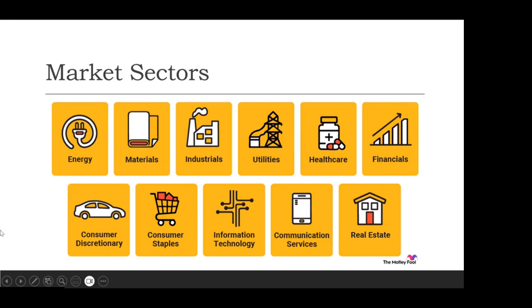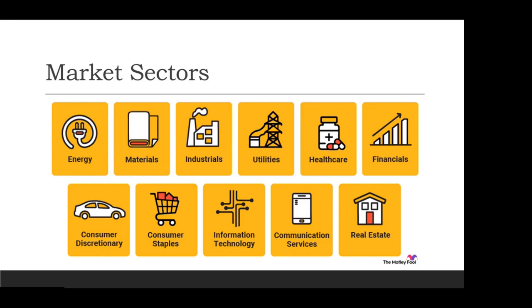I will provide you some examples of these sectors. For energy, it refers to the businesses involved in the exploration, production, refining, and sale of energy resources, including oil and natural gas. Some of the companies in this energy sector are ExxonMobil or Chevron.